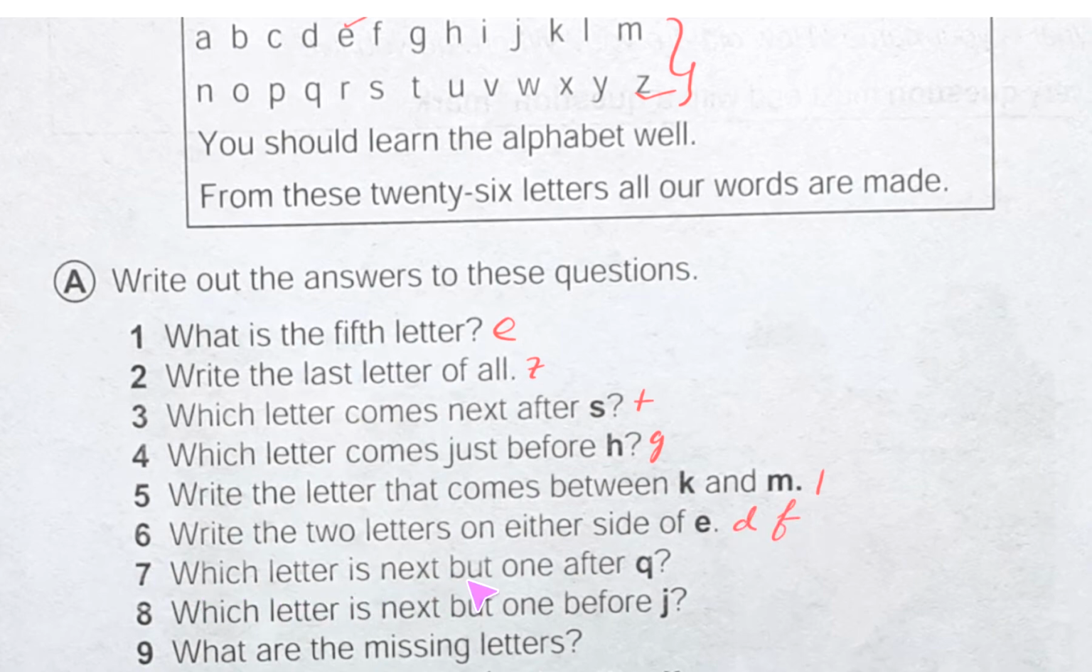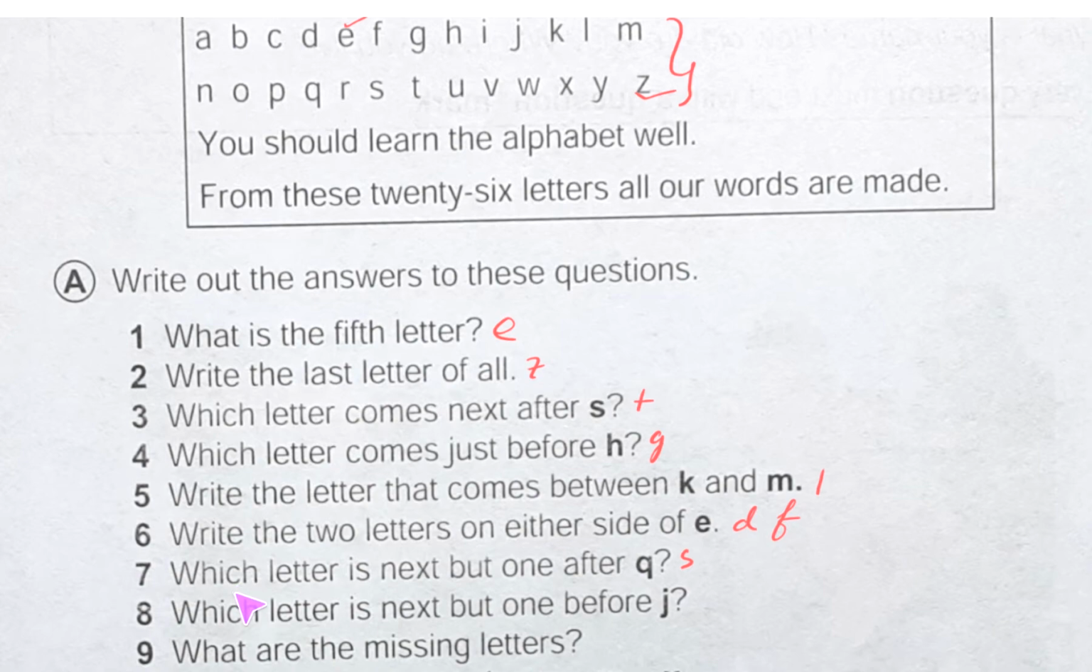Which letter is next but one after Q? I think you have got it. Think or see here. Number 7. See, what is the question? Which letter is next but one after Q? One after Q. What will be? S. So it will be S.